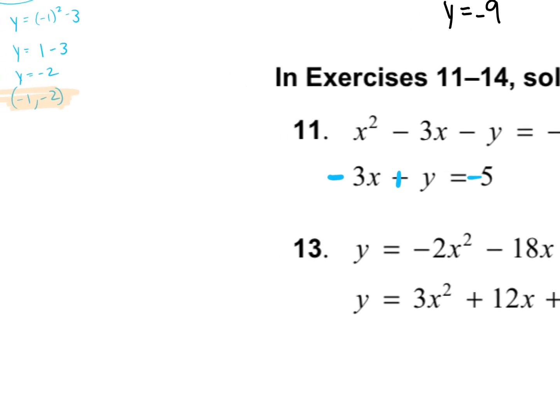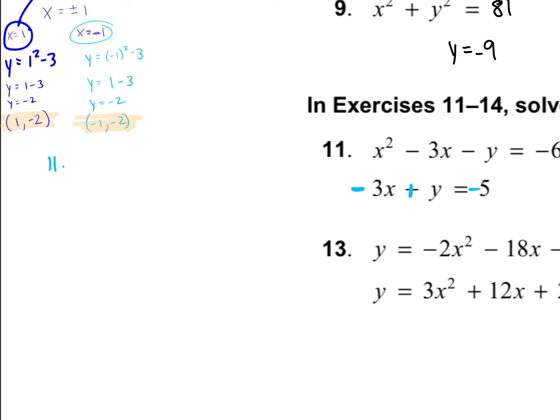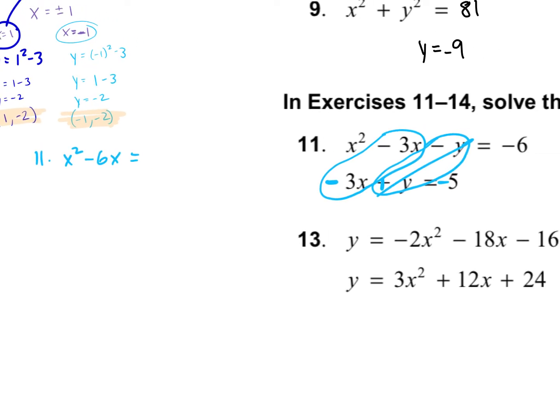Now we can combine like terms. X squared doesn't have anything to combine with, so that's just x squared. Then here I have negative 3x minus 3x would be what? Negative 6x. Negative y plus y cancels, which was our goal. We needed the y's to cancel. And then negative 6 minus 5 would be negative 11.